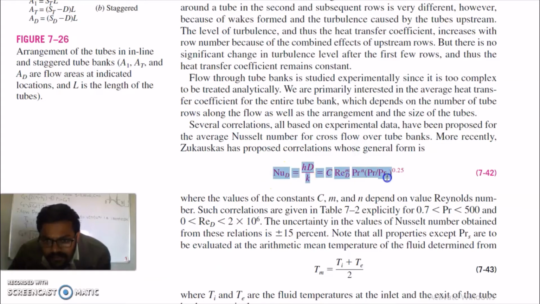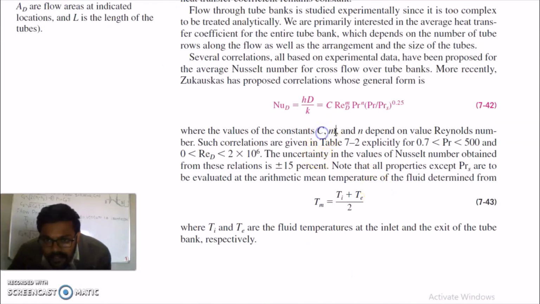So this is your correlation here, where Prandtl number surface is on the surface of the tube, where C, m and n depend on Reynolds numbers. Such correlations are given in the table. This is valid for this Prandtl number and this Reynolds number. Now note that all properties except Prandtl surface are to be evaluated at the arithmetic mean temperature, which is the mean of the temperature at the inlet of the tube and the temperature at the exit of the tube, Tm.